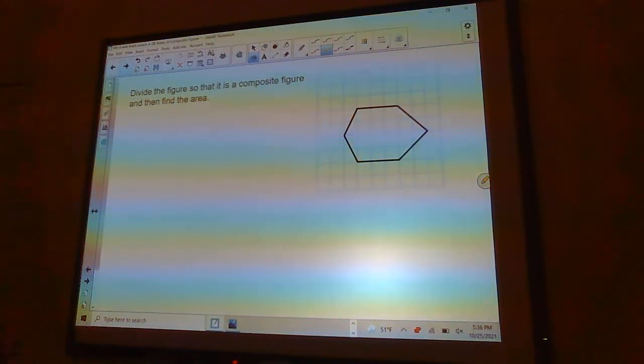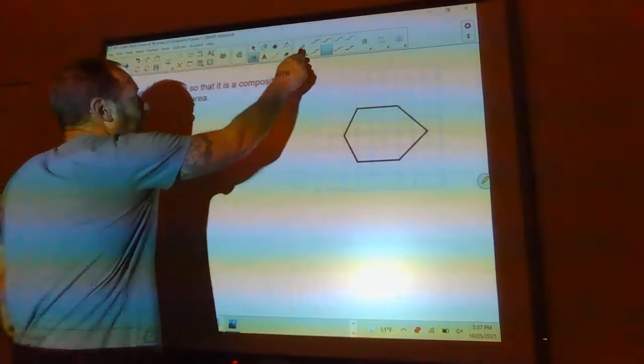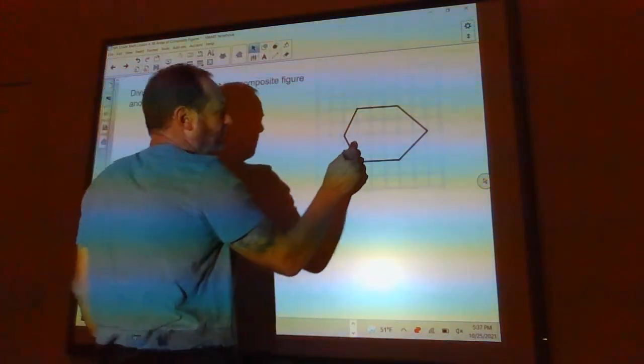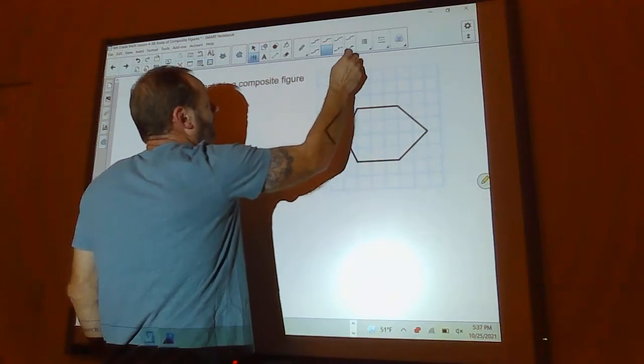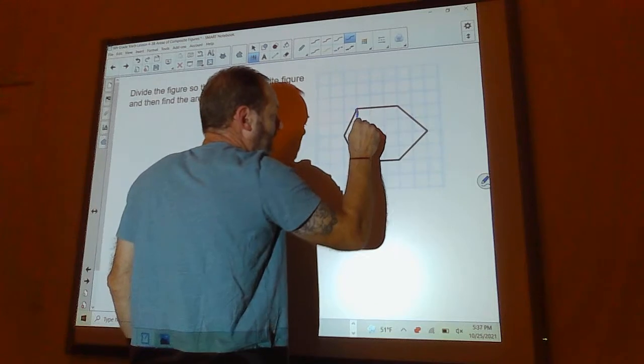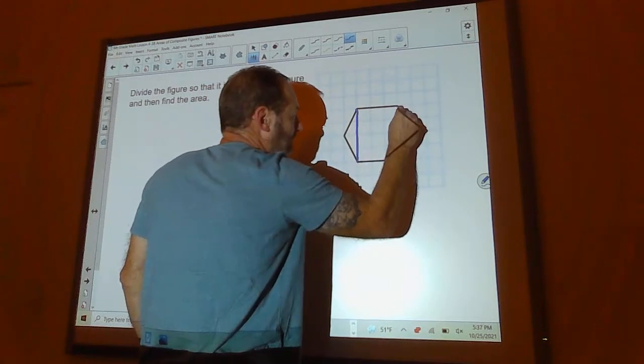Okay, divide the figure so that it is a composite figure and then find the area. So this one, I would probably split this up into 3 different pieces. Do I have those on there? I don't. So let's do this. I would split it here, and I would split it here.